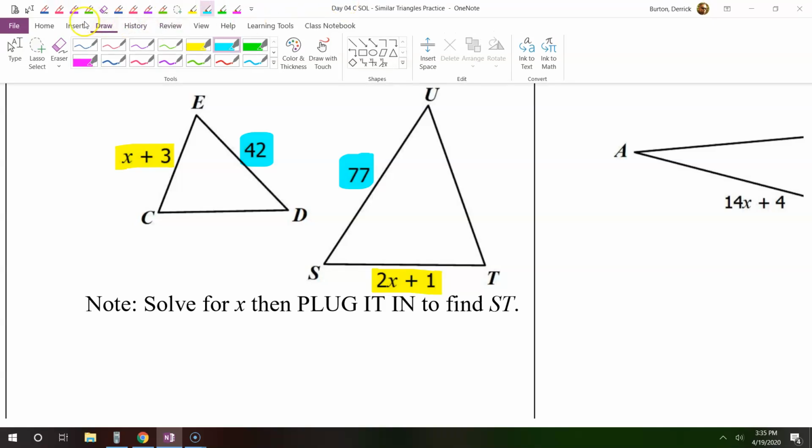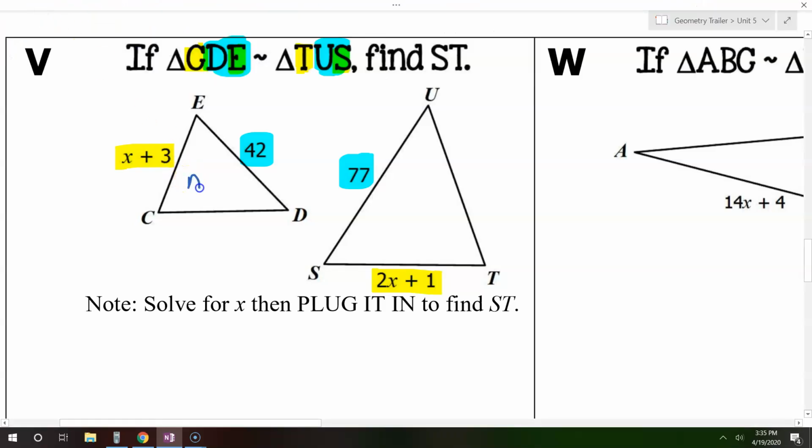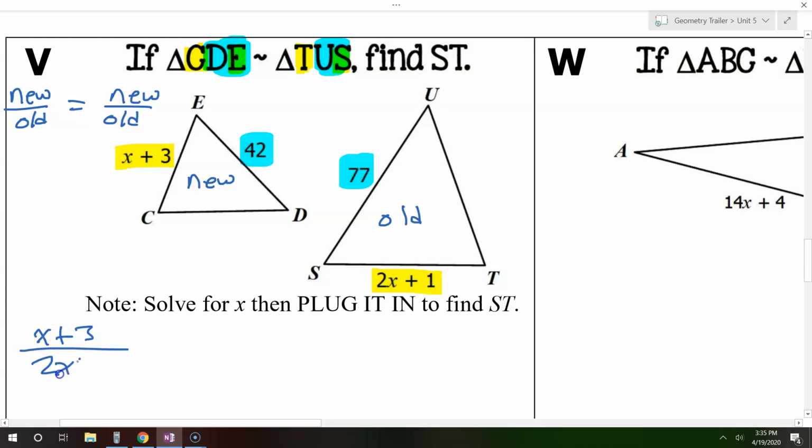Okay, now pick one triangle and call it new, and call the other one old. It doesn't matter which one is which, as long as you set up your equation in the form new over old equals new over old. So look at the yellows. New over old would be x plus 3 over 2x plus 1. Look at the blues. New over old would be 42 over 77.